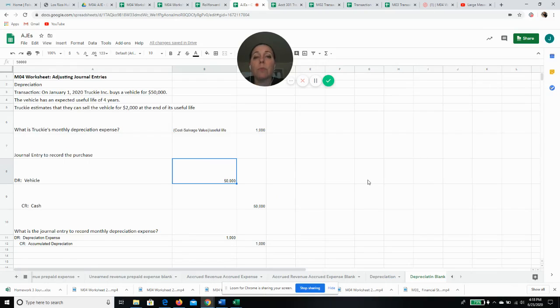Okay, so when we're booking depreciation, we never impact the original asset account. We instead impact the contra asset account of accumulated depreciation. And when we get to our trial balance and our T accounts, and even our financial statements, that contra asset account is going to sit with the assets, even though it has a natural credit balance. That's why it's called a contra asset. It goes against the assets, so it has the opposite natural balance.